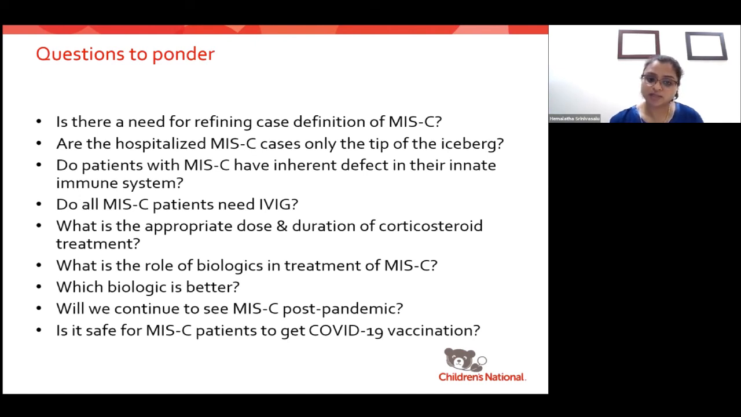Will we continue to see MIS-C post-pandemic? And finally, now that the vaccination trials are ongoing for younger kids, is it safe for MIS-C patients to get the COVID-19 vaccine? Hopefully, we'll get answers to these questions in the coming days.